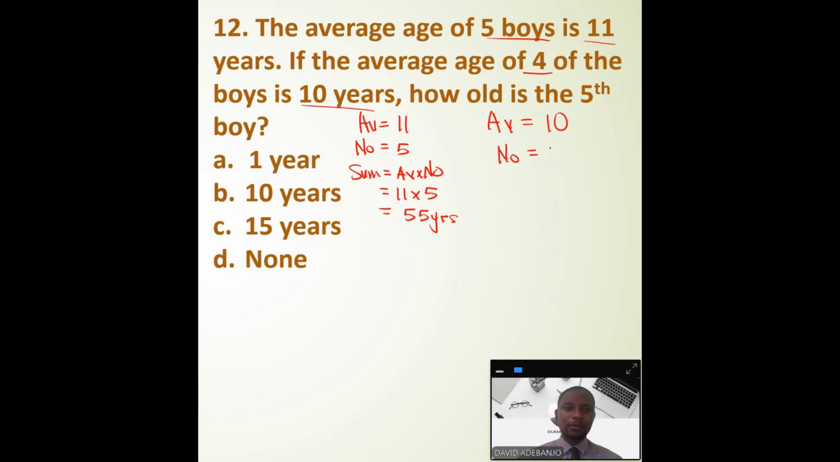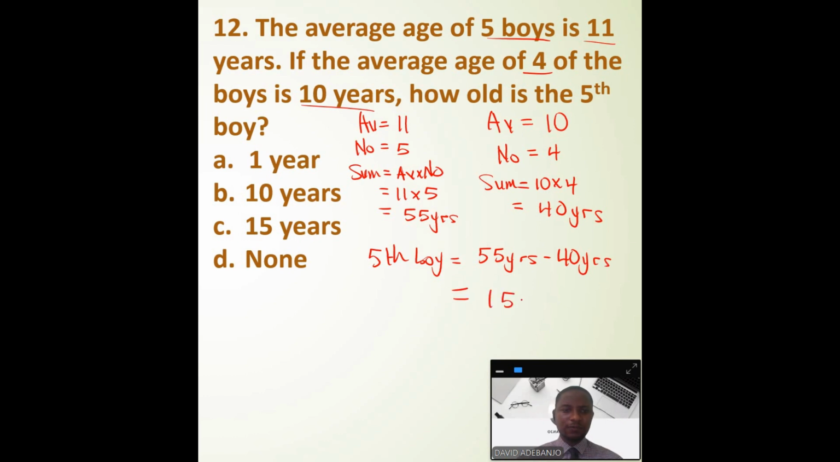Number is 4. So sum, still the same from the average times number. So you have 10 times 4, which will give you 40 years. So the question is, how old is the fifth person? So the fifth boy will be the age of 11, which is 55 years, minus the age of the first 4, that's 40 years. And when you subtract, you have 15 years of age.